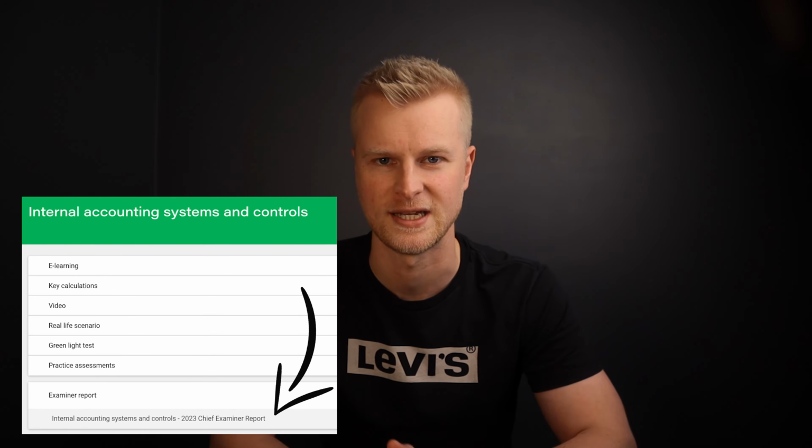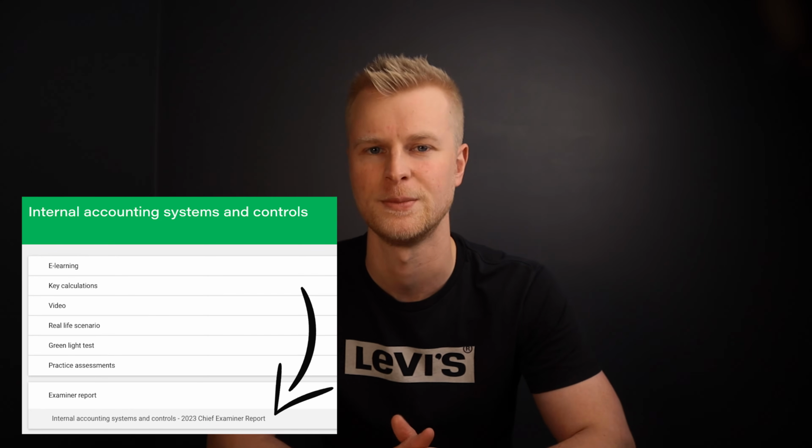Tip number 4 is to make sure you're comfortable with the advice given in the examiner's report. This is something I would highly recommend looking through in full and can be found in the Lifelong Learning portal under this unit, right at the bottom underneath the mock exams. Now I've picked out my key points here that I think are the most important to take into account.